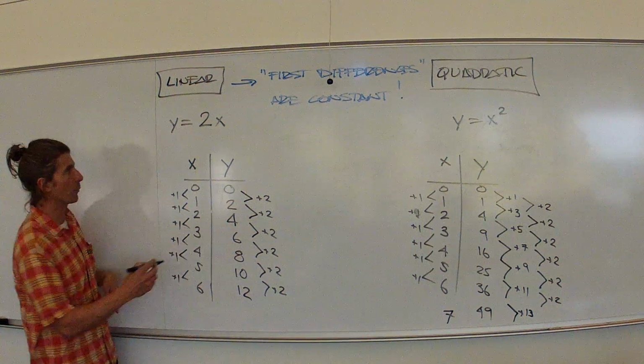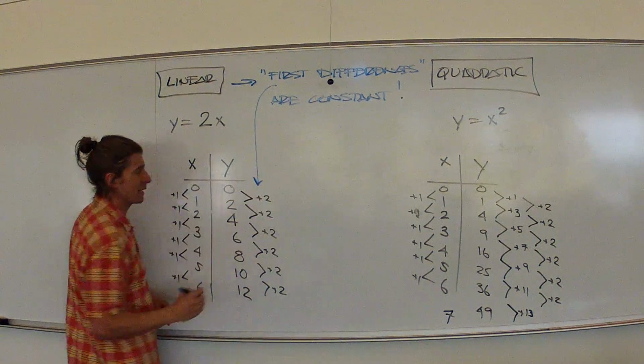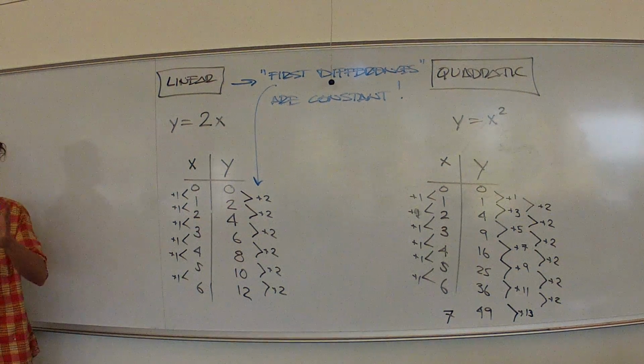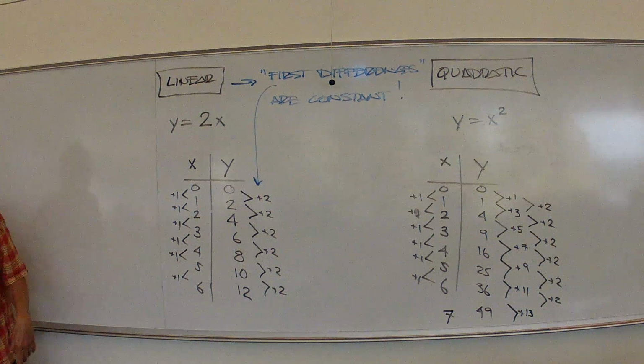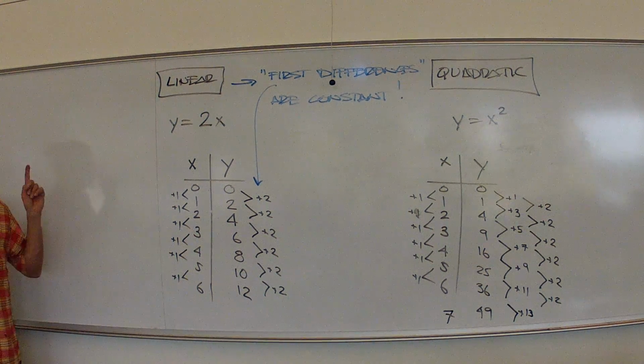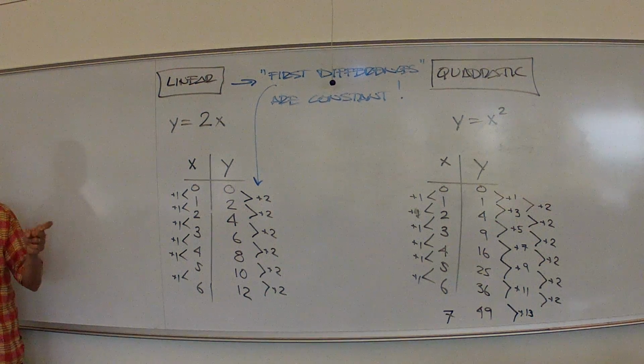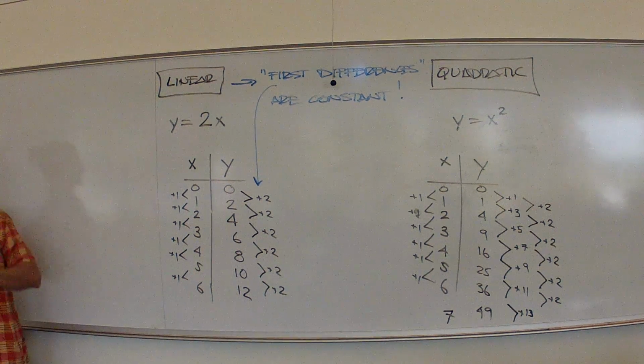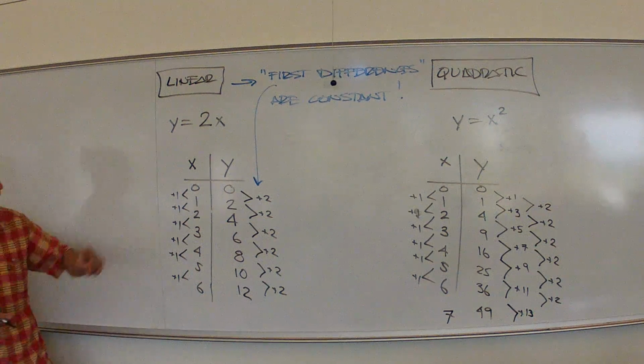That's what you're looking at right here. These are your first differences. So that's a quick way of identifying, and I think your textbook talks about this. It talked about it in the last bit. Quadratic does not have consistent first differences, but it has consistent, what do you think? Second differences. That's what quadratic has.